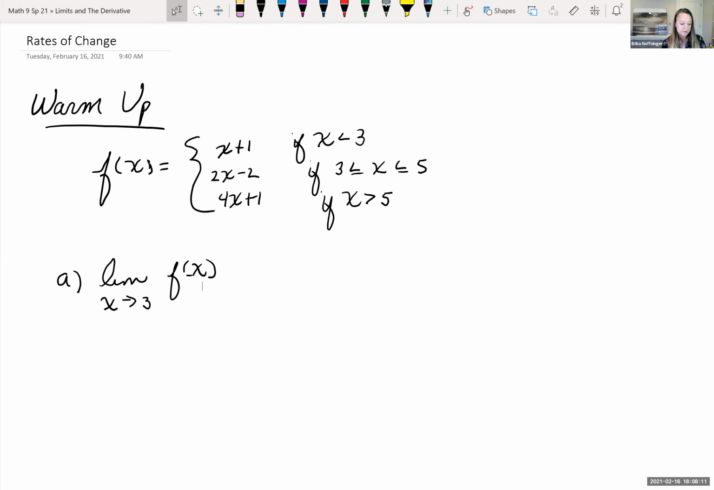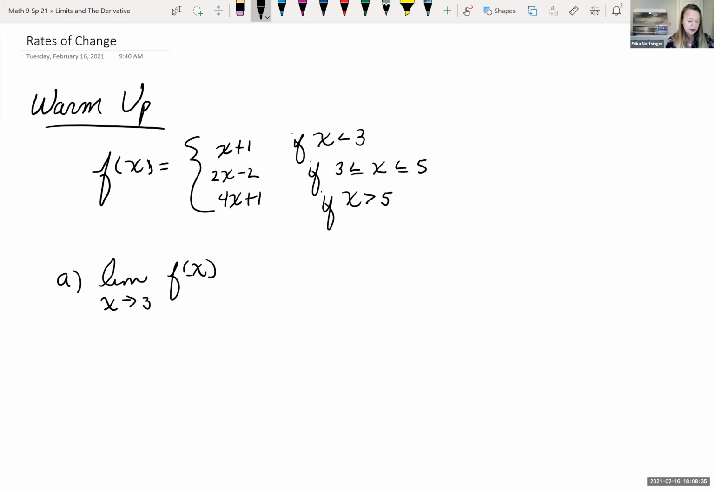So we have a piecewise function here, and it's f of x. First equation is x plus 1 if x is less than 3. Second equation would be 2x minus 2 if x is between and including 3 and 5. And then the last equation is 4x plus 1 if x is bigger than 5. So first question wants us to find the limit as x is approaching 3 of f of x.